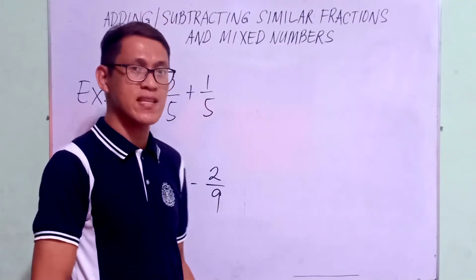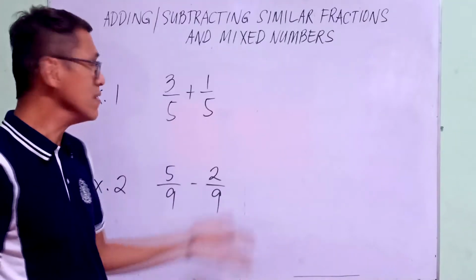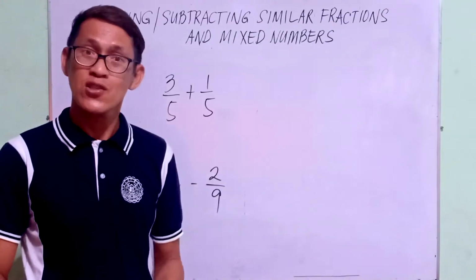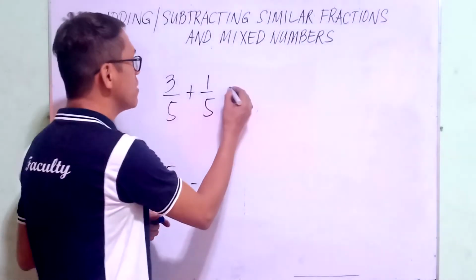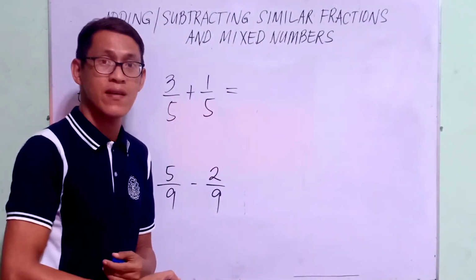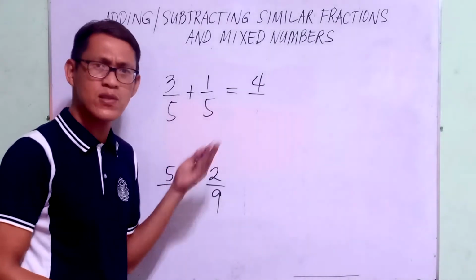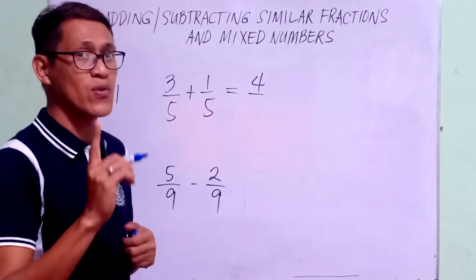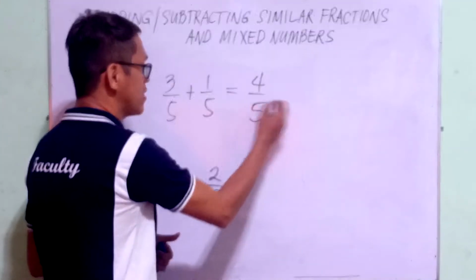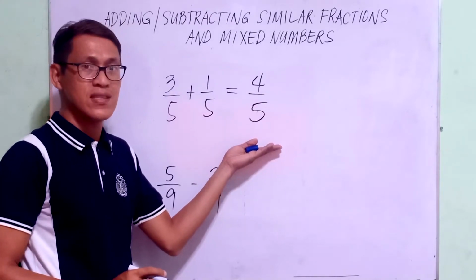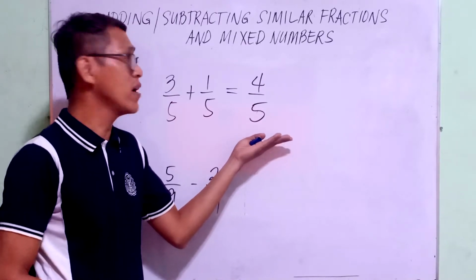Now let's have the first example. 3/5 plus 1/5. Again, the fractions are similar. So how do you add them? Simply add the numerators. Let's add the numerators. 3 plus 1, that's 4, correct? What about the denominators? Are we going to add them? No, you don't need to add the denominators. What will you do? You just copy the denominator, which is 5. So 3/5 plus 1/5 is just equal to 4/5.